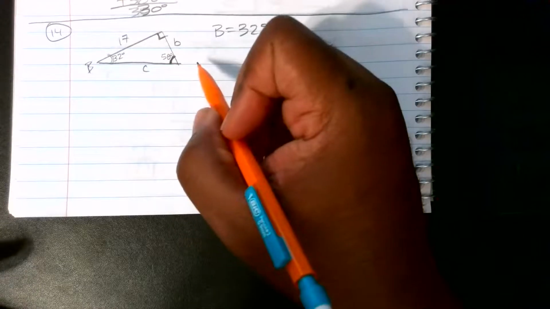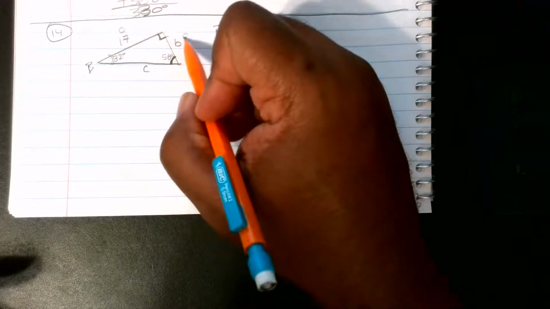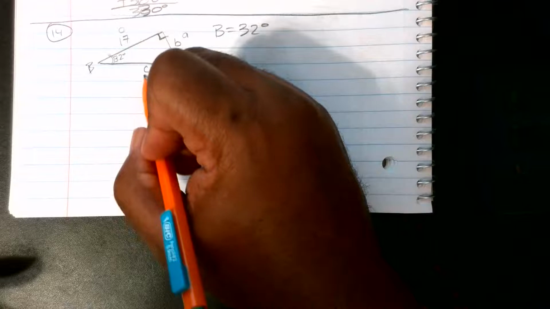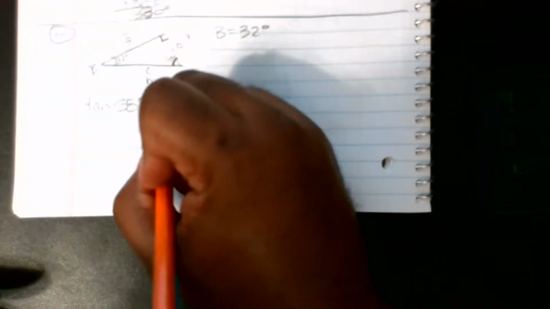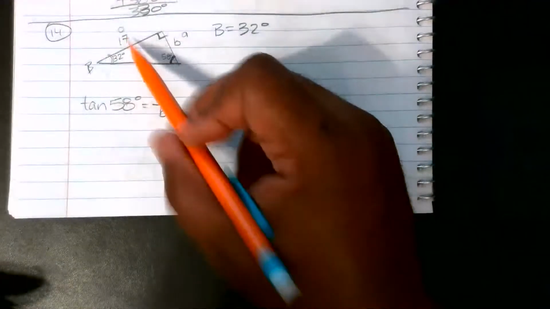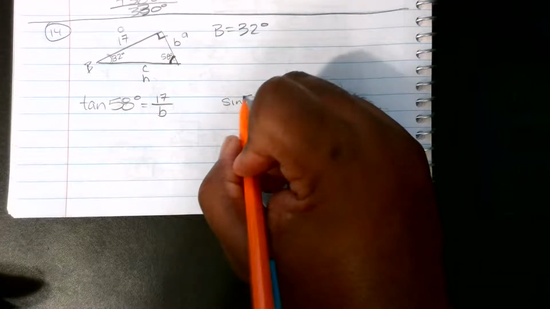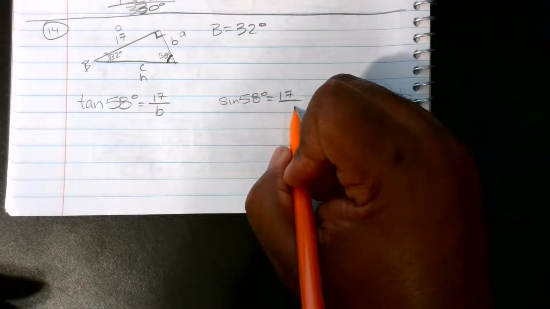So for this angle right here, which was 58, this side is opposite, little b is adjacent, and c is the hypotenuse. From 58, I want to find little b, so I'm going to do tangent. Tangent of 58 degrees is equal to 17 over little b. And since we're here, that's opposite, that's hypotenuse. Sine of 58 degrees is equal to 17 over h.